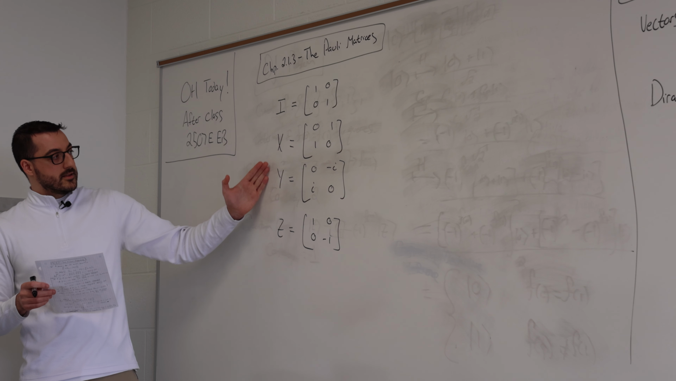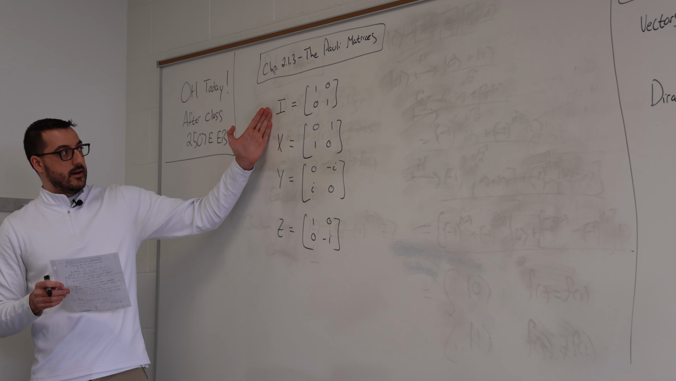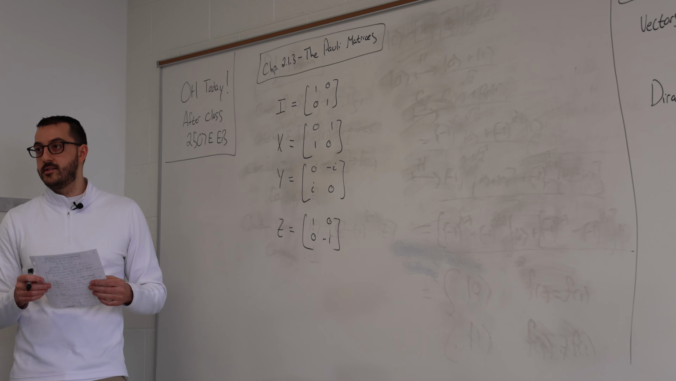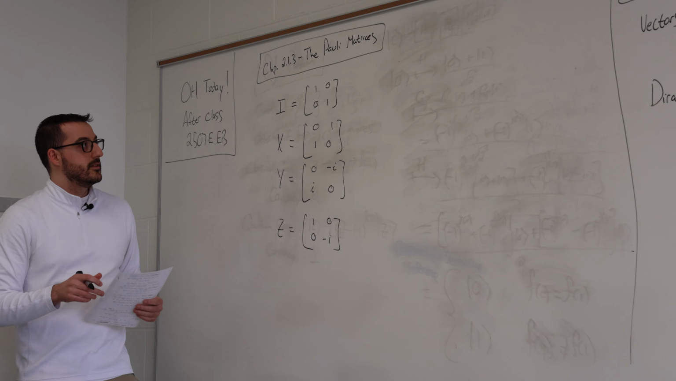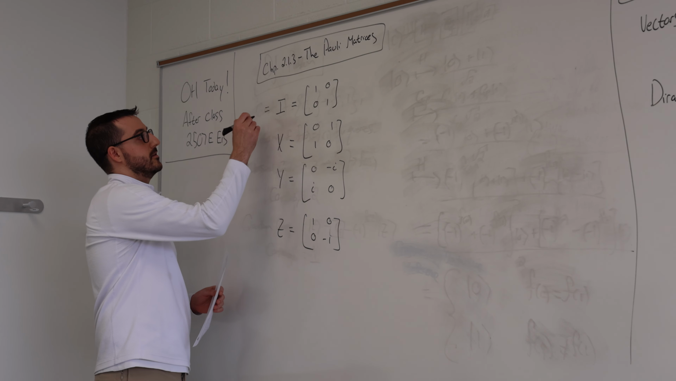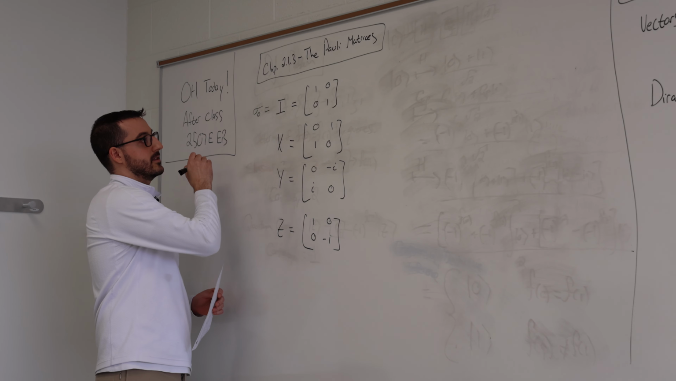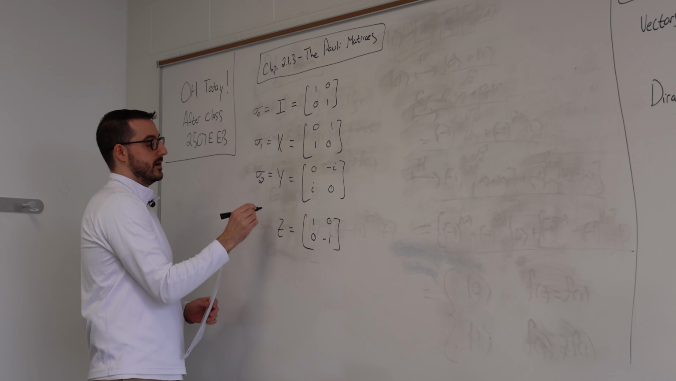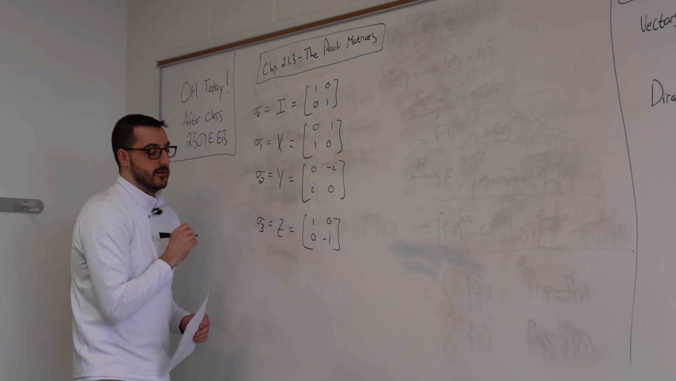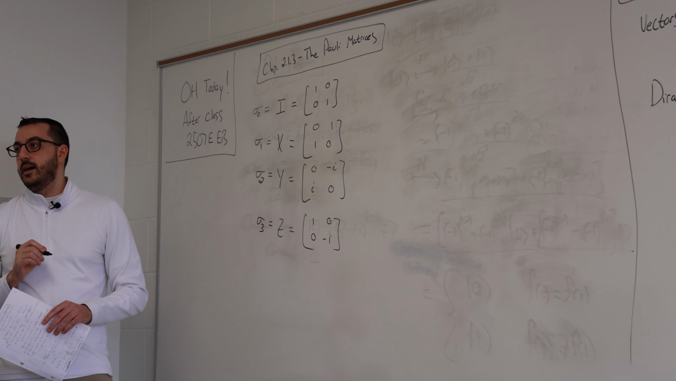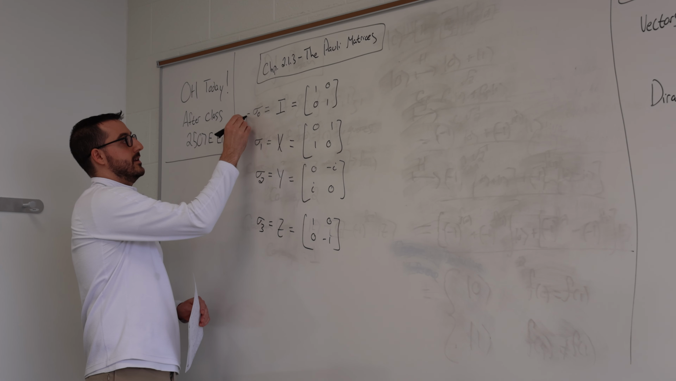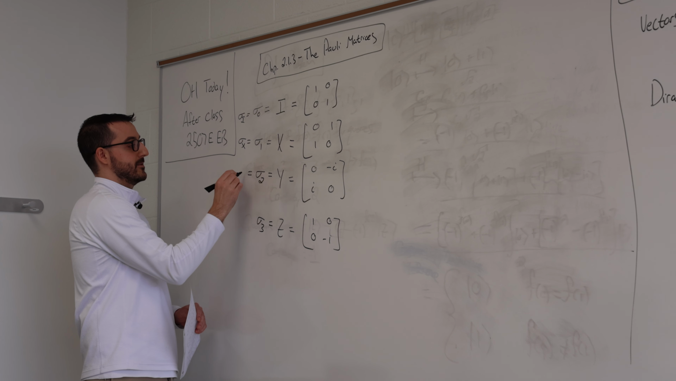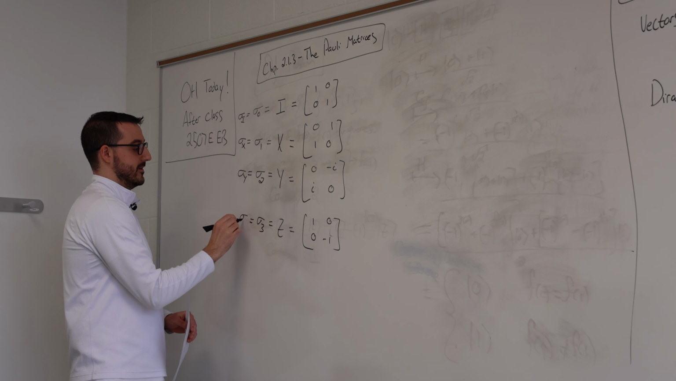I'm almost always going to use the notation that you see here, just identity, X, Y, and Z. But since they're so special, they have other symbols. So you'll also see sigma 0 for identity. You'll see sigma 1 for X, sigma 2 for Y, and sigma 3 for Z. And if that wasn't enough, you'll also see sigma sub I for identity, sigma sub X, sigma sub Y, and sigma sub Z.